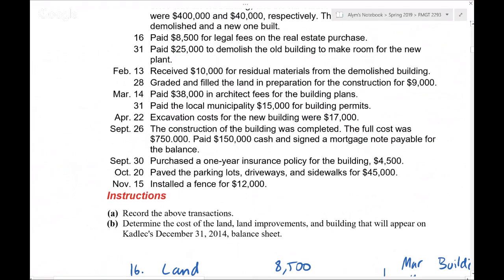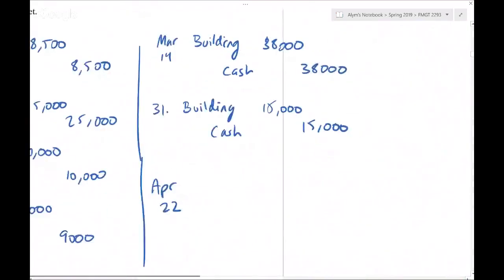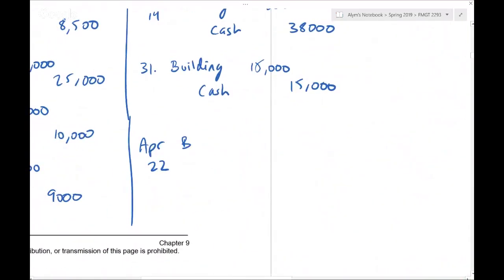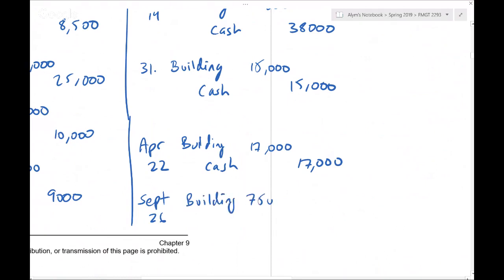On September 26th, the construction of the building was completed. The full cost was $750,000. We paid $150,000 in cash and signed a mortgage note payable for the balance. So just writing down the other one there, that was 17 and 17. And then on September 26th, debit the building, $750. Credit cash, $150. Credit the note payable for the balance.